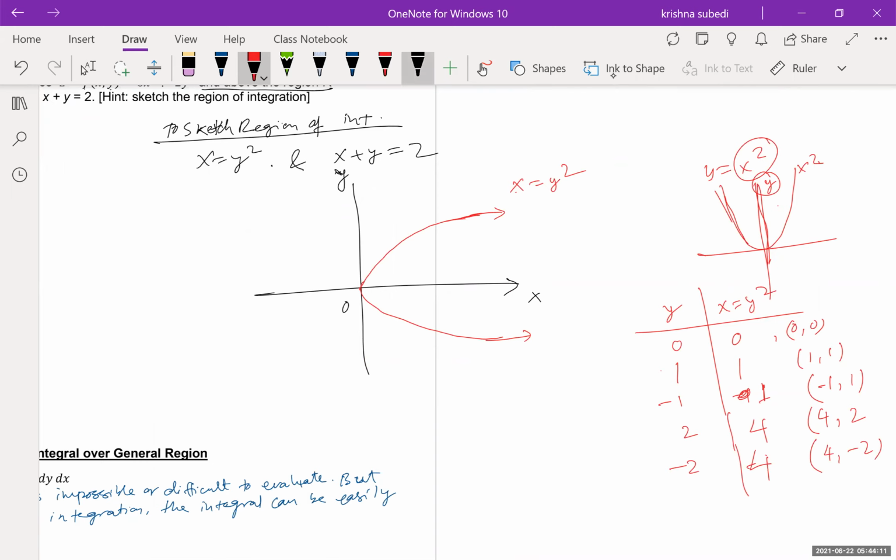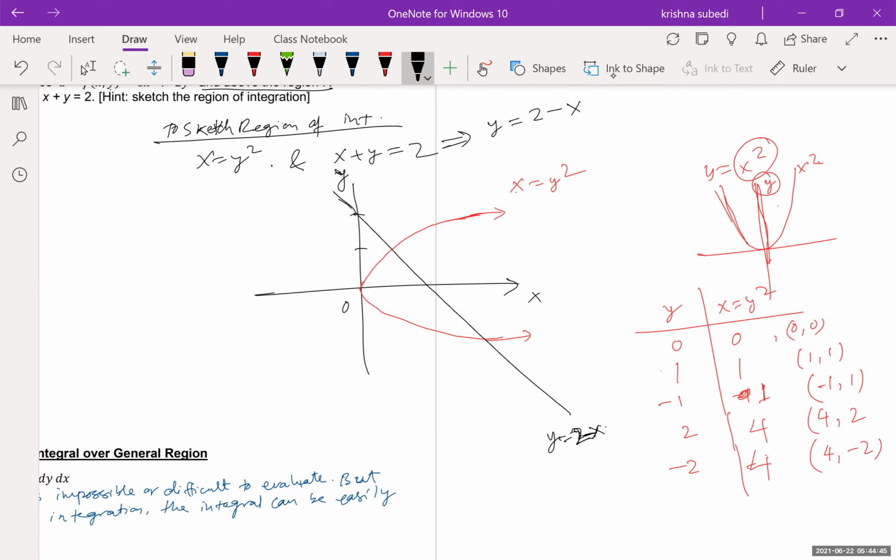Now to draw the graph of x plus y equals 2, it's simply a straight line, right? I trust that everybody knows how to draw the graph of this. So this is, let's say, 1, 2. So it goes all the way. This is your graph. y equals 2 minus x. This is y equals 2 minus x. This is the graph.